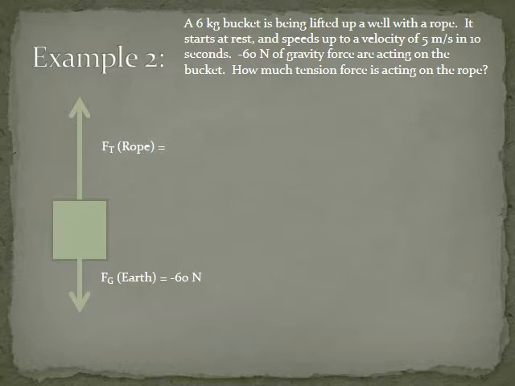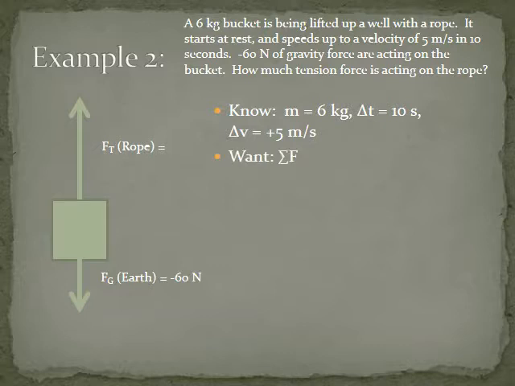So we have to have an unbalanced force. We have to have some extra sigma F in the upward direction so that we can speed up in the upward direction. And that's the goal, is to figure out what that Ft is. I know it's got to be bigger than 60, but I don't know what it is. The next thing I'd probably do in this problem is make a no-want list like we've done in previous units. So I know that the mass is 6 kilograms, delta T is 10 seconds, and delta V is positive 5 meters per second. And what I really would like to know is sigma F, because if I know how much unbalanced force there is, then all of a sudden I can figure out what that Ft value is as well.